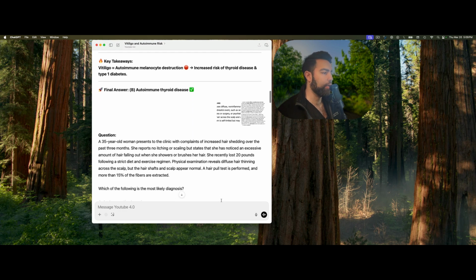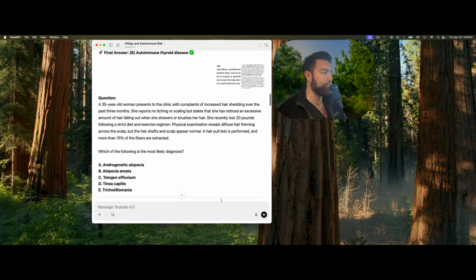This is also another high yield question that I've seen so many times. You see these questions even on the internal medicine shelf exams. So this is a 35-year-old woman. She comes to the clinic complaining of increased hair shedding over the past 3 months. She reports no itching or scaling, but states that she has noticed an excessive amount of hair falling out when she showers or brushes her hair.